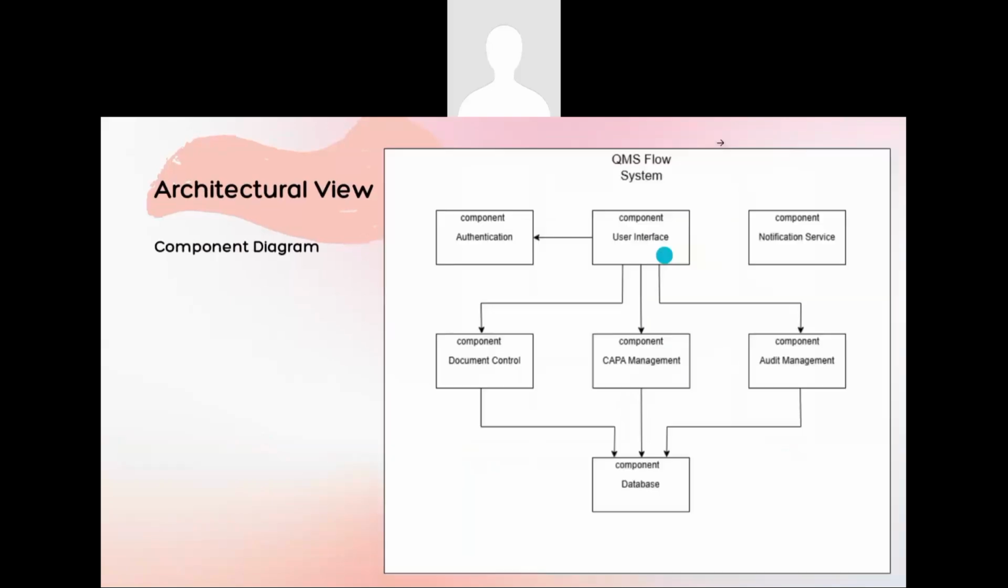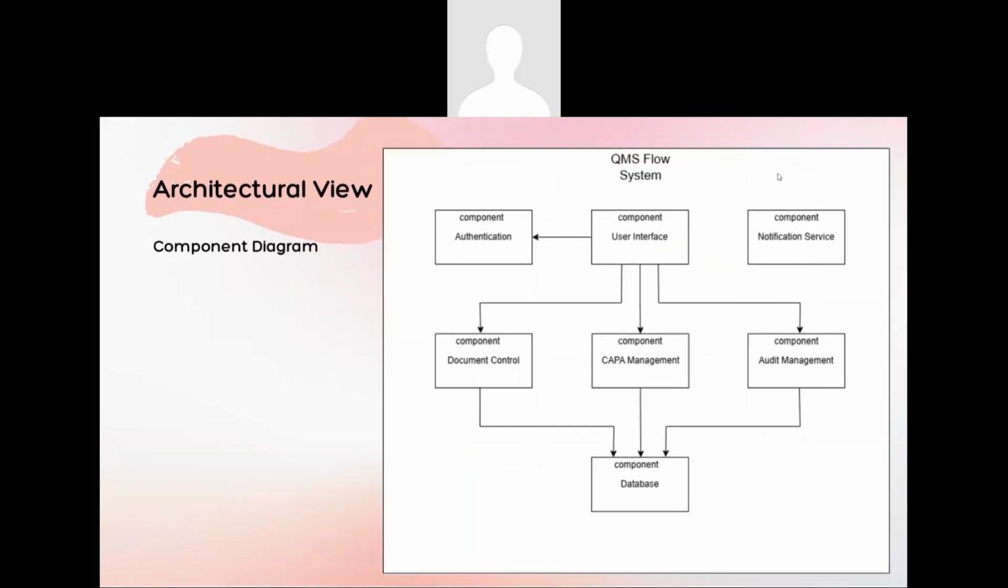Next, we have our component diagram, which starts with authentication, user interface, and notification system. From the user interface, it goes to document control, CAPA management, and audit management, which it accesses from all these components. And from this layer, all of it will go to the storage component, which is the database. The user interface also accesses the authentication component.